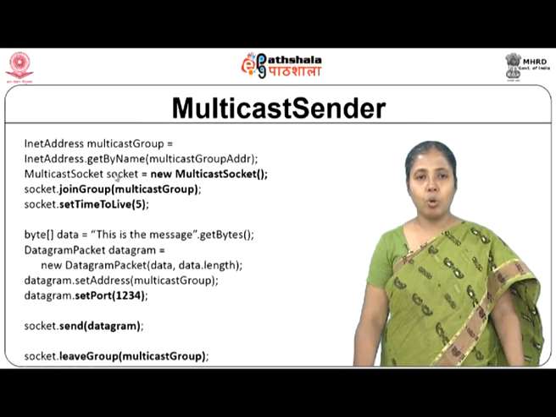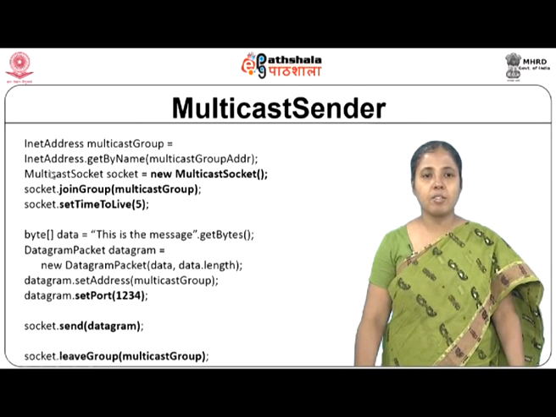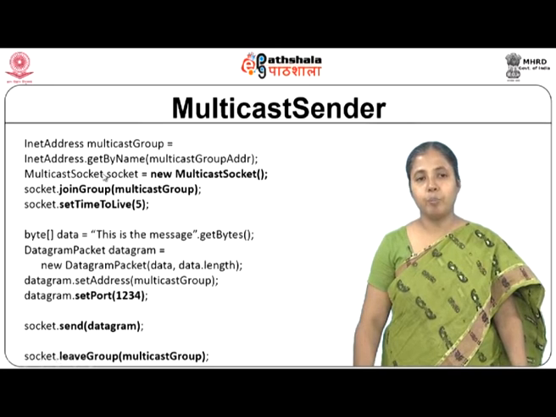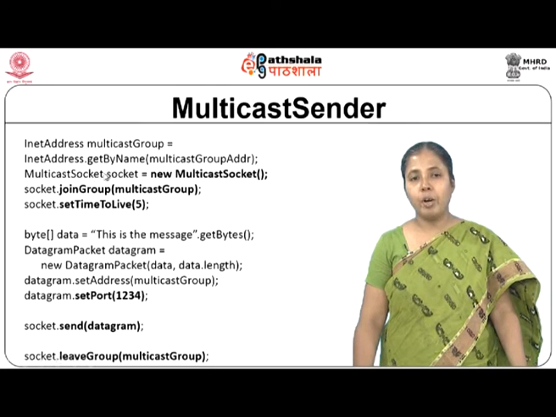So, now this is the code. We can see what would be done on the multicast sender side. As I told you, first you get an inet address object where you will have all these hosts connected. Use getByName and give the multicast group address to get an inet address object, and then you create a multicast socket, and once it creates a multicast socket, the sender has to join the group.